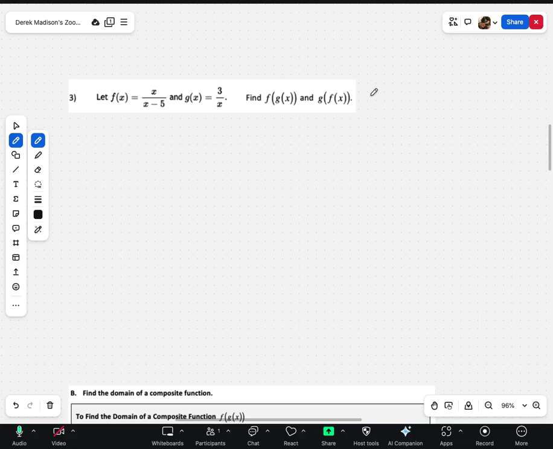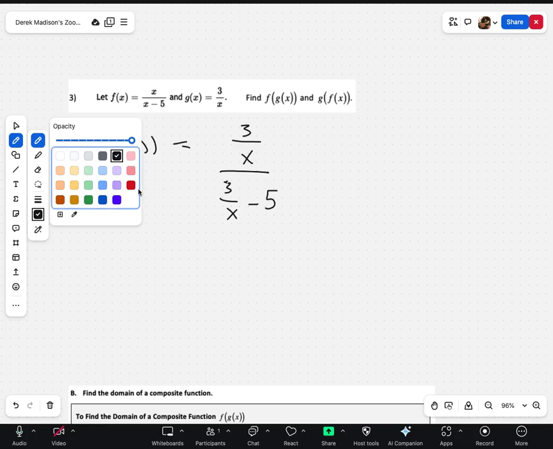This next one, same thing but a little bit harder because we have fractions. So to find f of g of x means we're going to evaluate f of x, so these x's are going to be replaced by g of x. So that would look like 3 over x over 3 over x minus 5. It's not considered simplified if you still have fractions within your fractions.